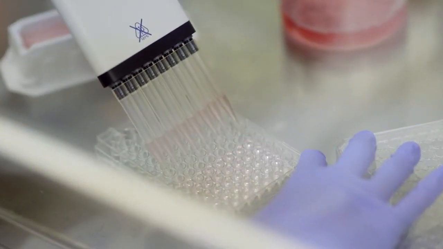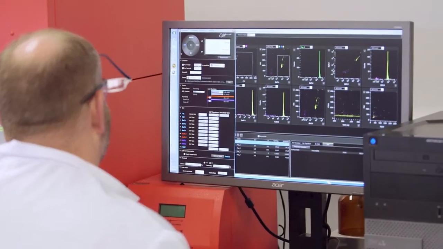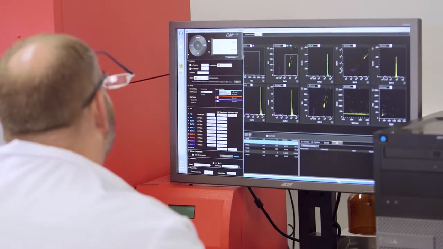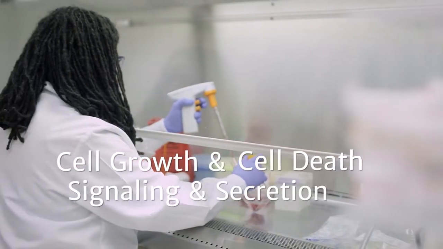Cell-based model systems can include primary cells freshly isolated from patients, cell lines established for long-term culture and experimentation, and genetically modified cells designed for very specific pathways and diseases. Cell-based assay detection platforms can range from cell growth and death to biochemical and immunoassays measuring signaling and secretion. That being said, what considerations should be assessed as part of your cell-based assay system selection?